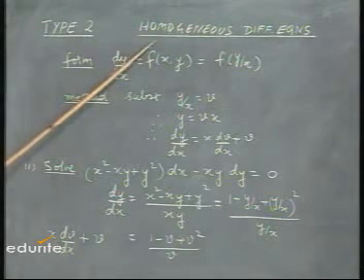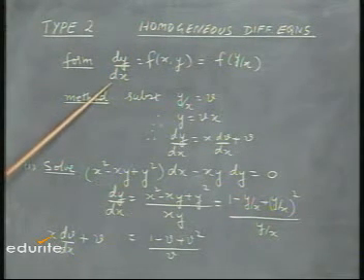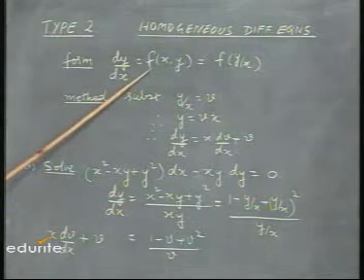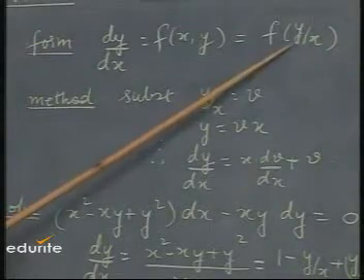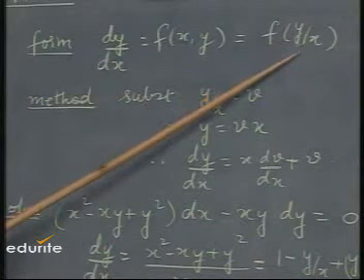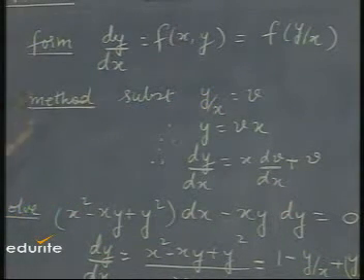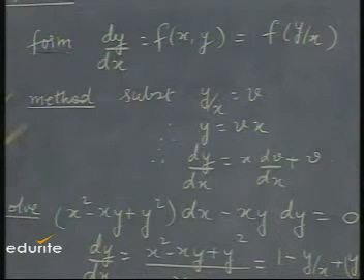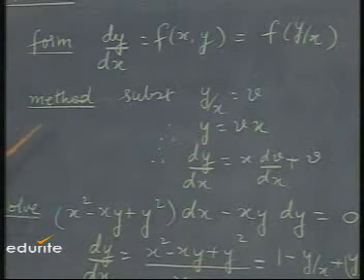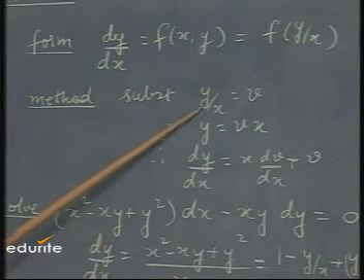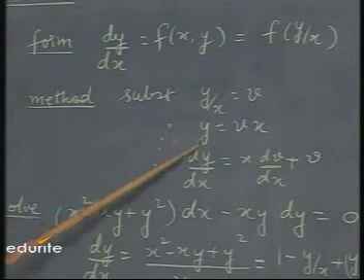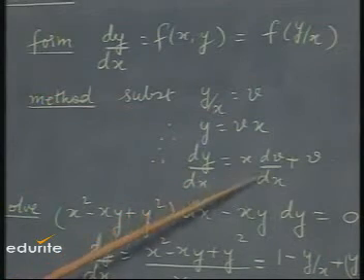Homogeneous differential equations are of the form dy by dx equal to a function of x and y, which can be expressed as a function of purely y by x terms. If an equation can be expressed only in terms of y by x, then the method would be to substitute y by x equal to v and then differentiate it to get dy by dx.